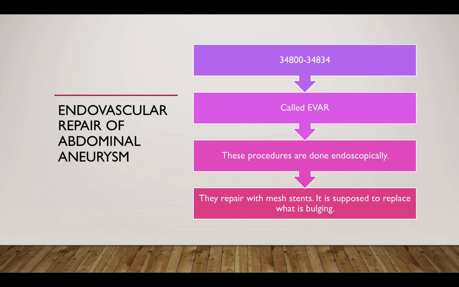These are also called EVAR, endovascular repair of an abdominal aneurysm. These procedures are done endoscopically. They repair with mesh stents. It is supposed to replace the bulging that we just saw.